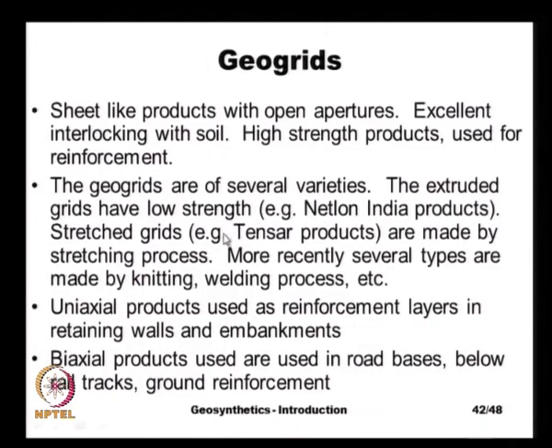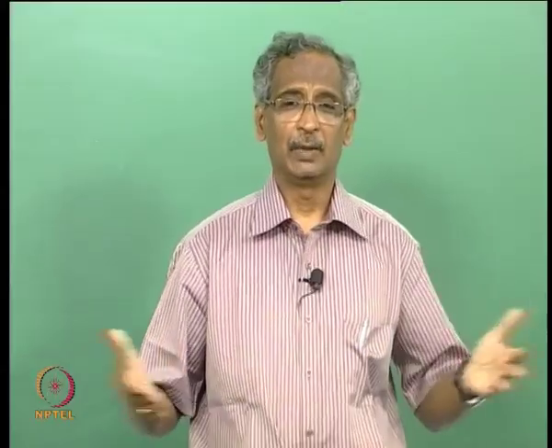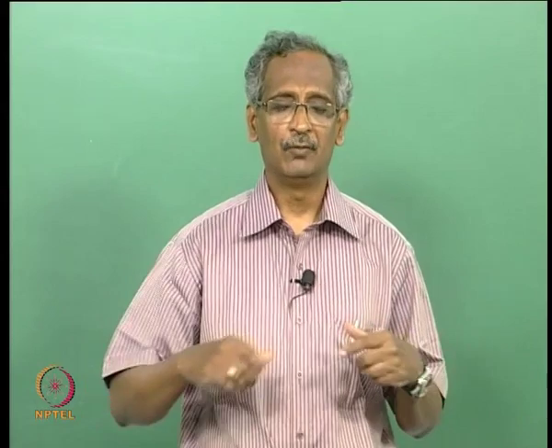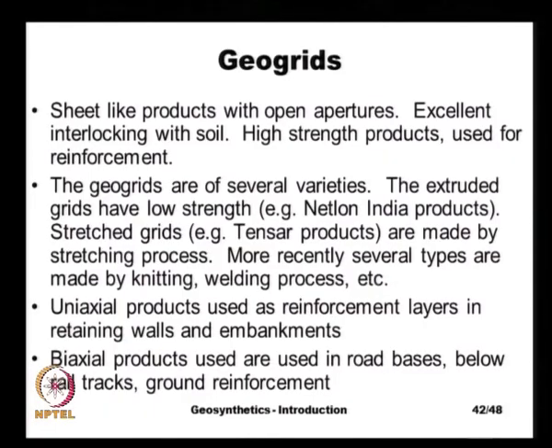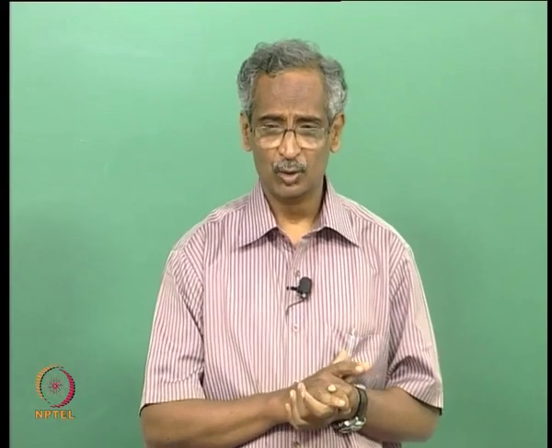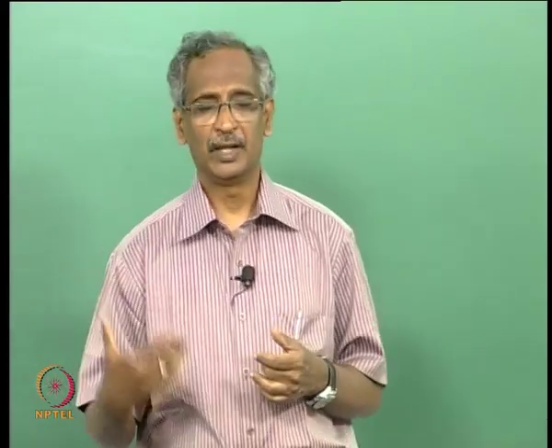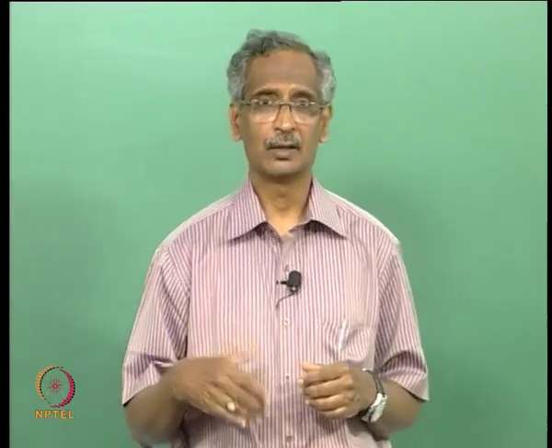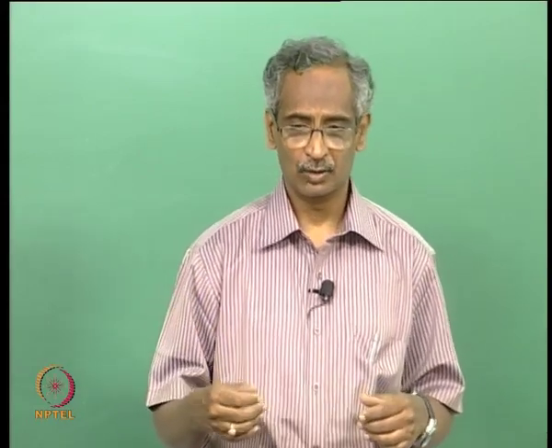And the next product that is very popular, the geosynthetic product, is the geogrid. These geogrids are also planar products, but unlike the geotextiles, they have very large openings or apertures, and these have excellent interlocking with the soil and aggregate, and typically they can be made with very high tensile strength, and they are mainly used for reinforcement. Because of the open nature of these geogrids, they cannot be used as a filter layer or directly as a separator, and they are mostly used as reinforcement products below the pavements or below the railway tracks, or for construction of steep slopes and high retaining walls and so on.